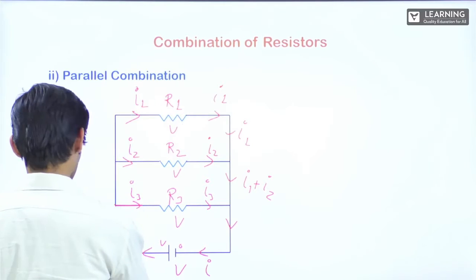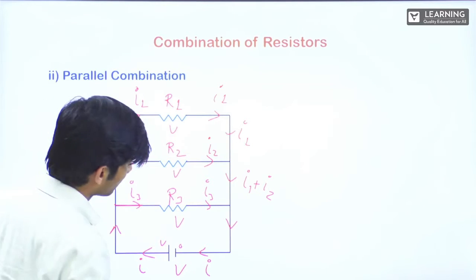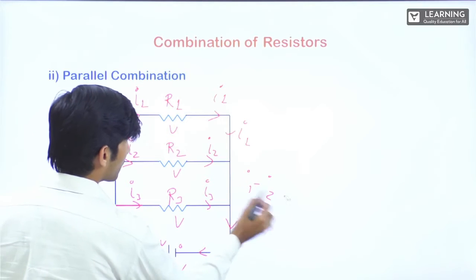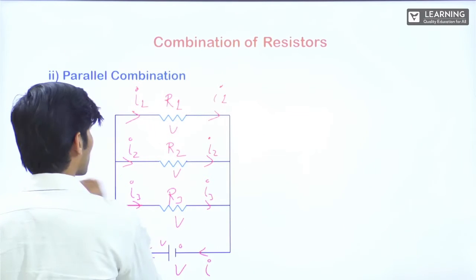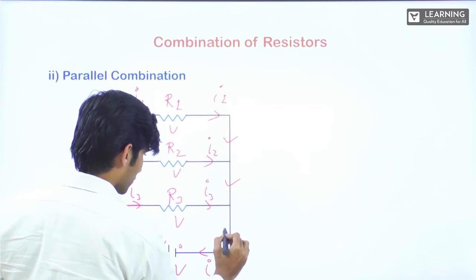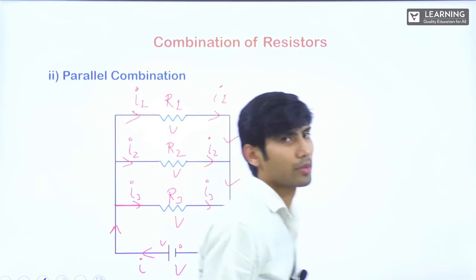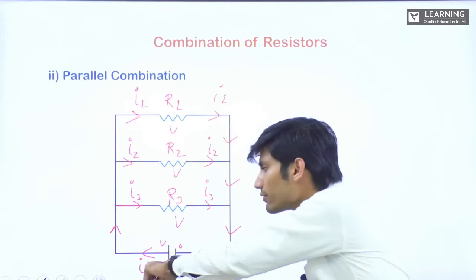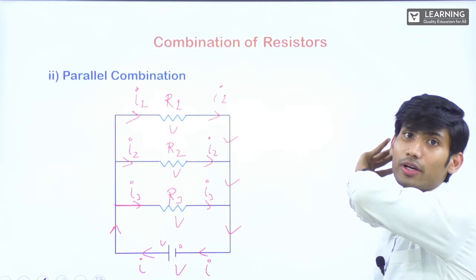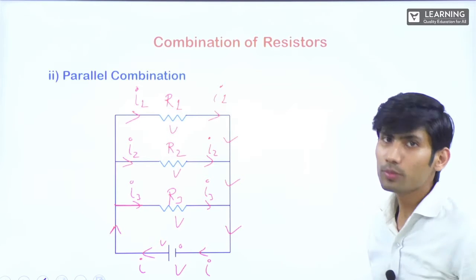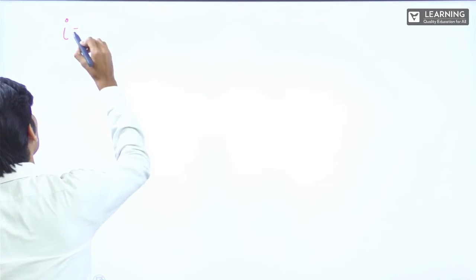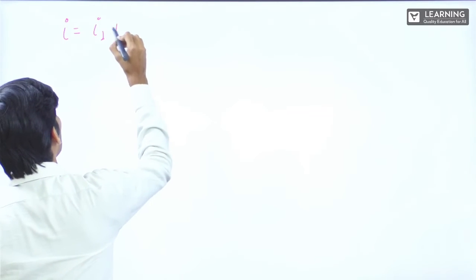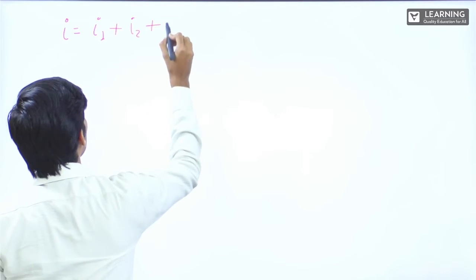So basically I current is coming back. Clear? I was the one which was distributed in I1, I2 and I3. So basically I1 plus I2 plus I3 is what? I. Simple. So from here I can write I is equal to I1 plus I2 plus I3.